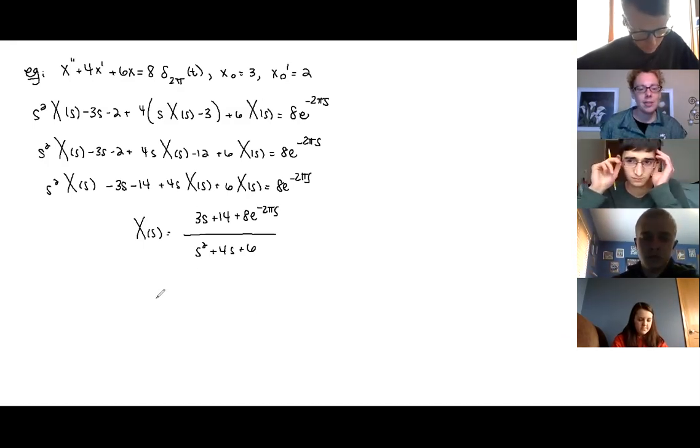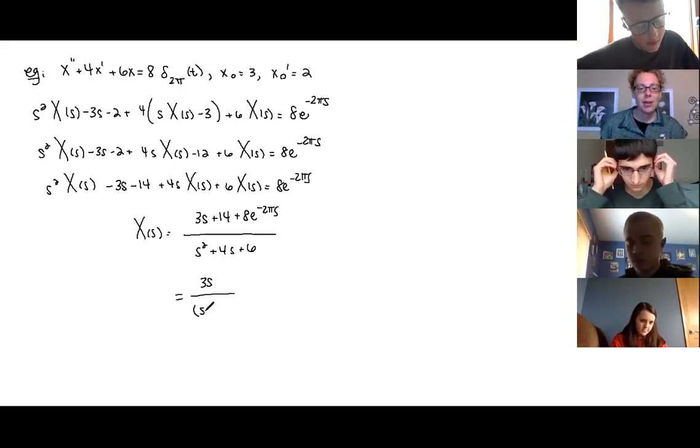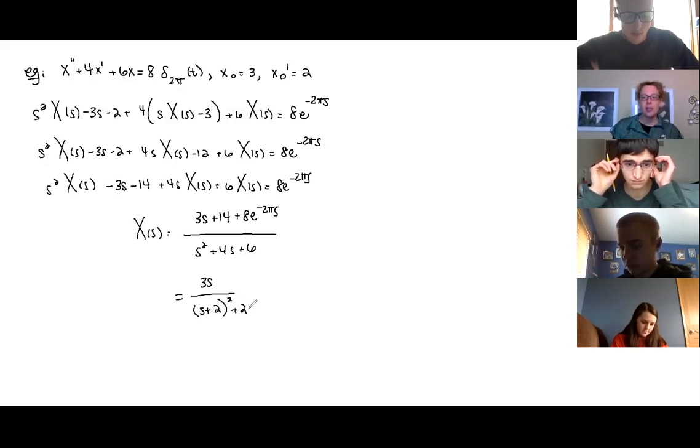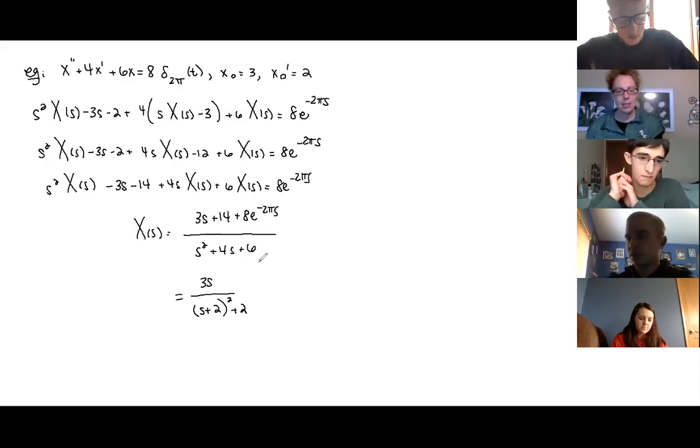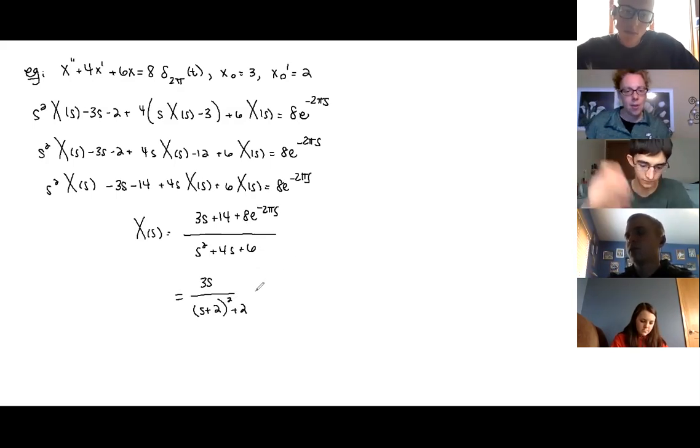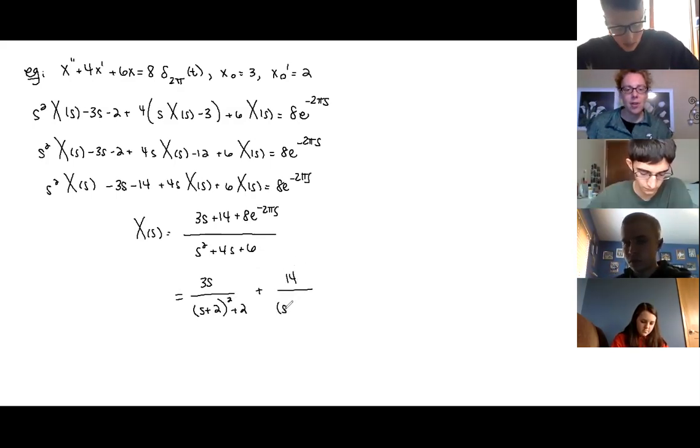I'm going to break it up into pieces also. 3s over s plus 2 quantity squared plus 2. You can write the details out of completing the square. We would need a plus 4 in order to complete the square, and that would leave us with a plus 2 left over. So that's where the plus 2 and the other plus 2 come from. Plus 14 over s plus 2, quantity squared plus 2, plus 8 e to the negative 2 pi s over s plus 2, quantity squared plus 2.